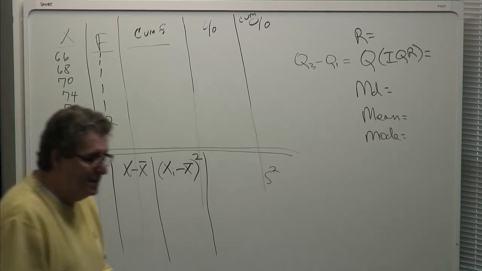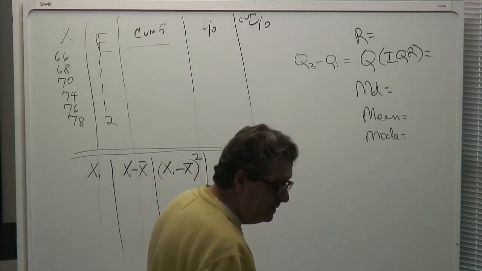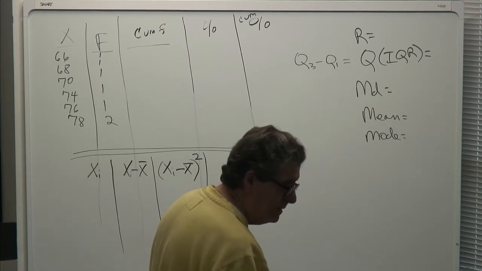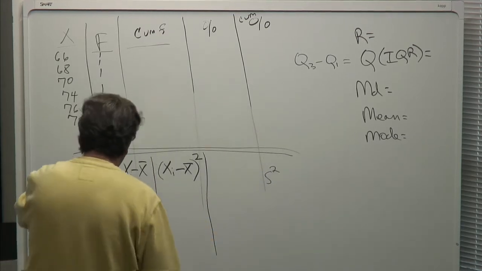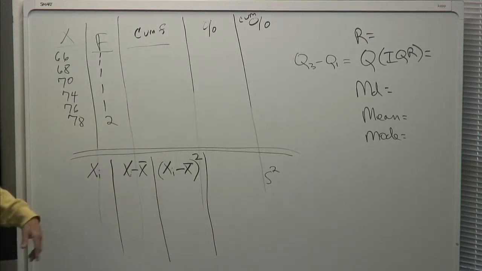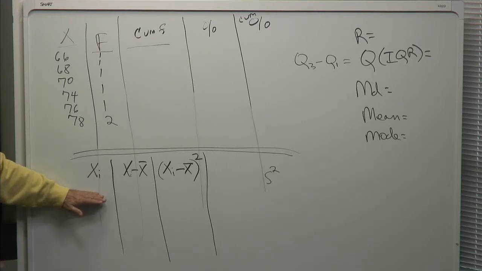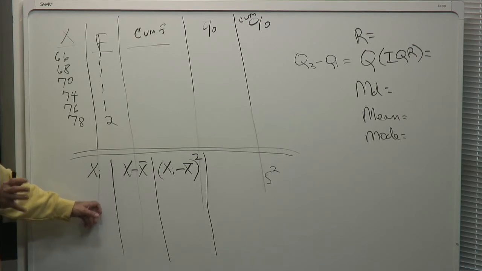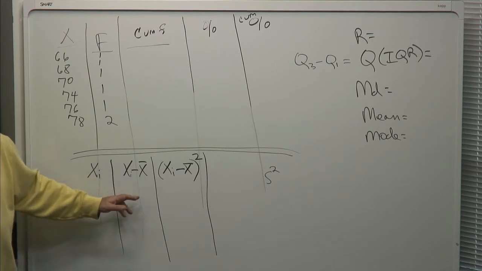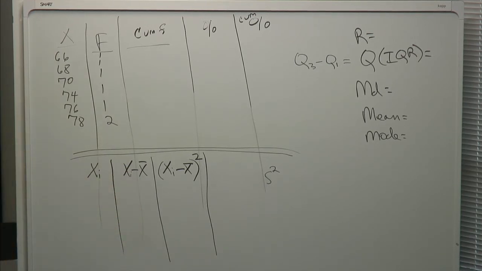Yes, Deja. In the Xi column on the second part, for the ones that are listed like three times, if you have 78 three times, do you write 78 three times? For here? Yeah. You can. I'm not as worried about you writing them there. I'm more worried about you calculating the mean. You can write them if you have time, but I'm more interested in you calculating the mean so you can do the calculations. Thank you for that question.